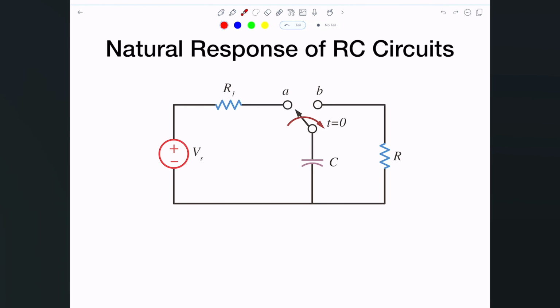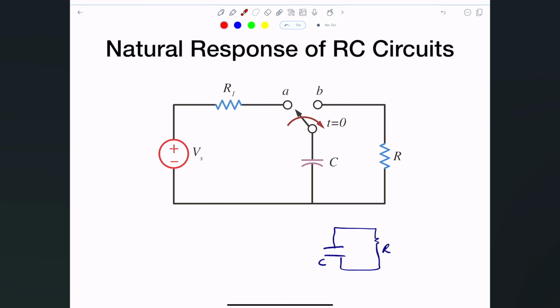In this video, I'll cover what we call the natural response of RC circuits. Natural response happens when a capacitor stays in position A for a very long time, so it gets charged. At time zero, we move from A to B, and we end up with this particular circuit, which just contains the capacitor and the resistor. This is R and this is C.